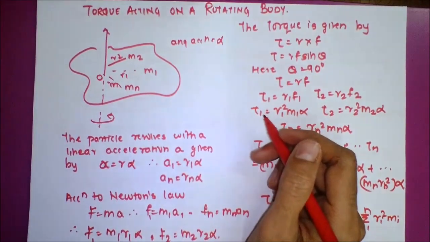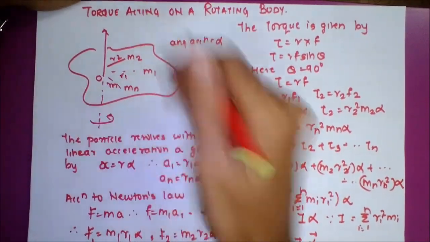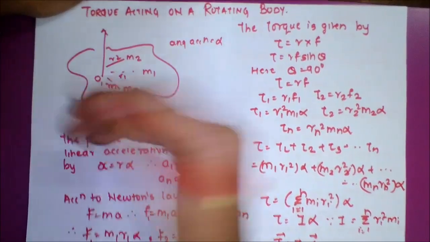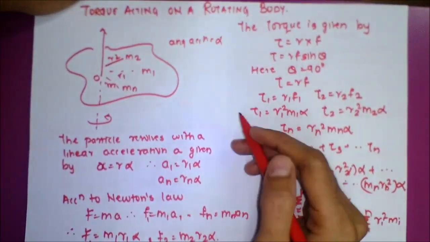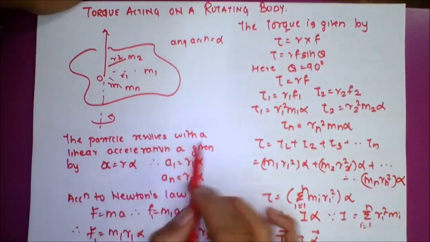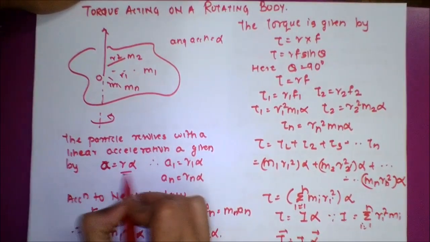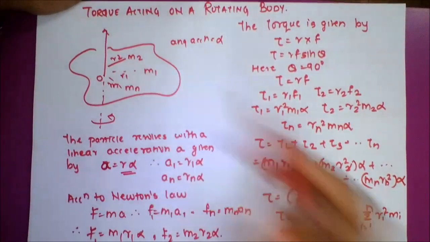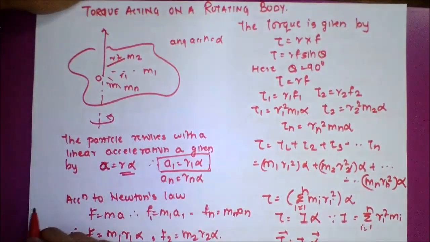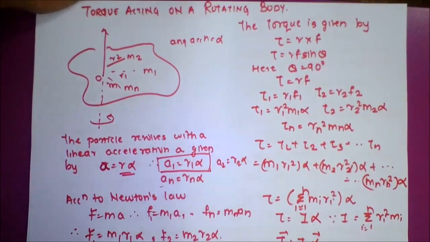As the body rotates, each particle performs circular motion. The angular acceleration of all the particles in this body will be the same, constant, but the linear accelerations are different. The linear acceleration a is given by r times the angular acceleration, where r is the distance from the axis. So for the particle of mass m1, the linear acceleration a1 is r1 alpha. For the particle of mass m2, a2 is r2 alpha, and so on up to rn alpha.